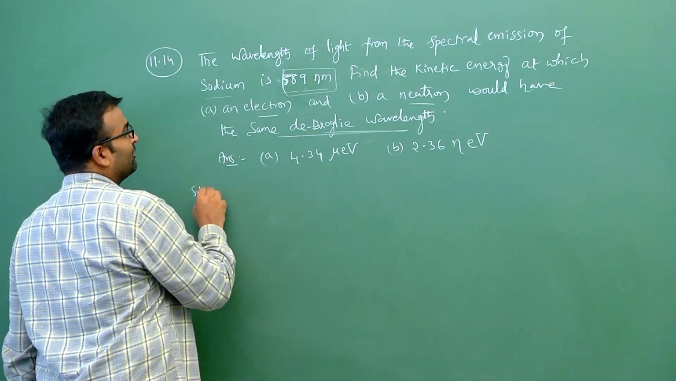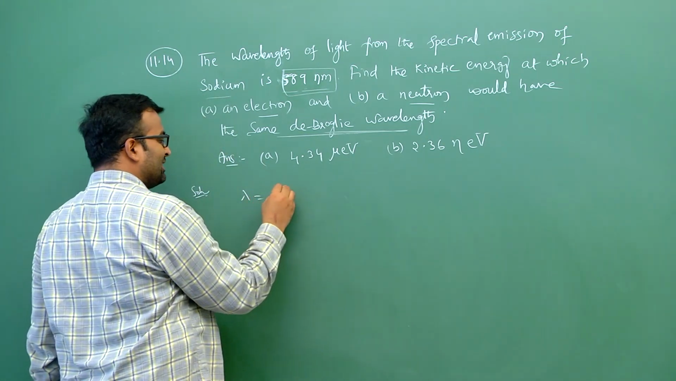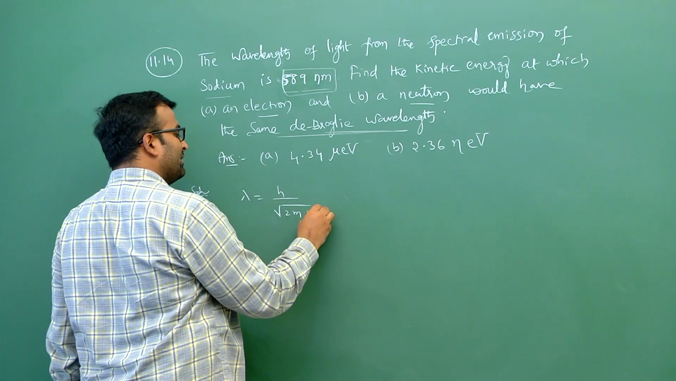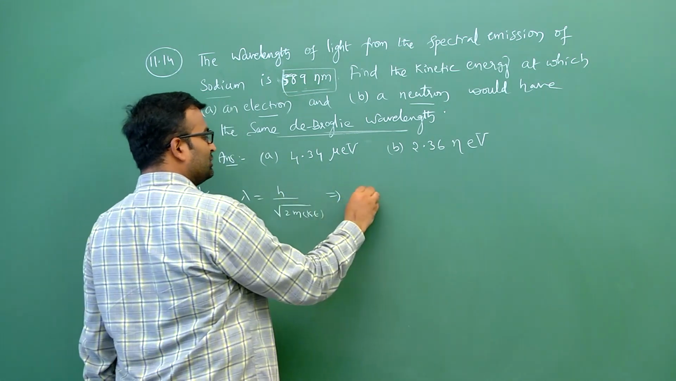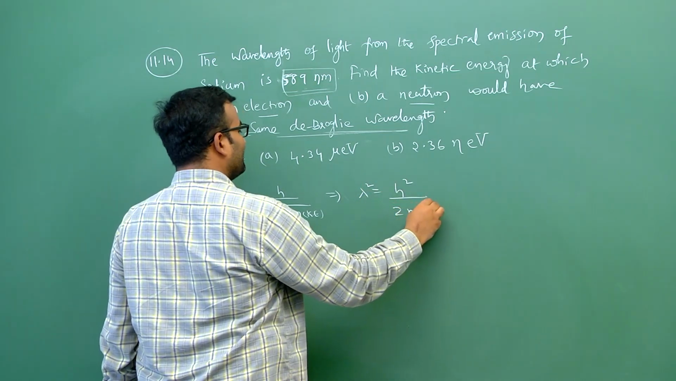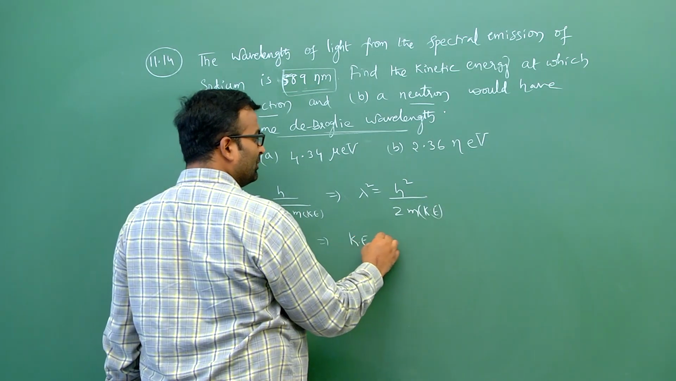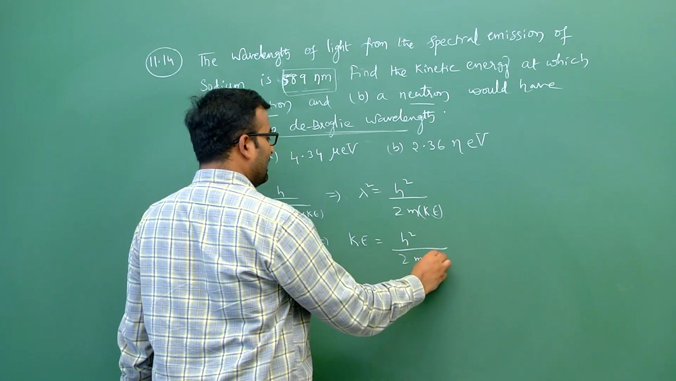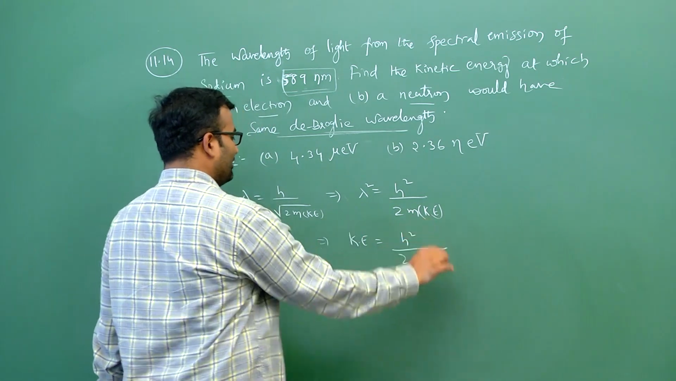So we need to go for the basic formula relating lambda to kinetic energy. We know the de Broglie wavelength lambda is given by h by square root of 2m times kinetic energy Ke. I want to know the Ke value, so go with squaring on both sides. Lambda square is equal to h square by 2m into kinetic energy. So kinetic energy is equal to h square by 2m lambda square. This is the basic formula which you obtained.